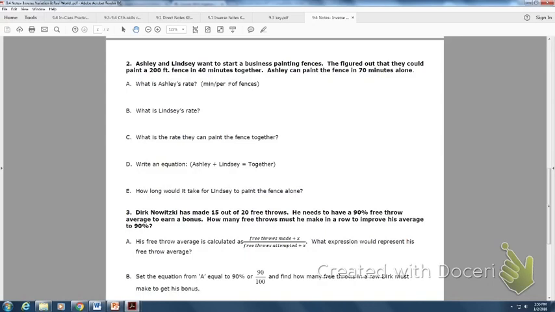So going through number 2, right here it says Ashley and Lindsay want to start a business painting fences. They figured out that they could paint 200 feet of fence in 40 minutes together. So it's giving you the 1 over together, not the 1 over alone. So I can come down here to C, where it says what is the rate that they can paint the fence together. It takes them 40 minutes to do it together. Ashley can paint the fence in 70 minutes alone.